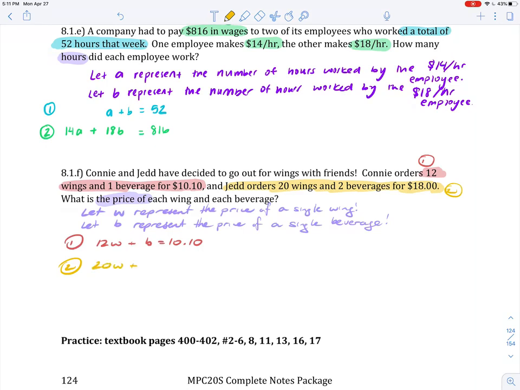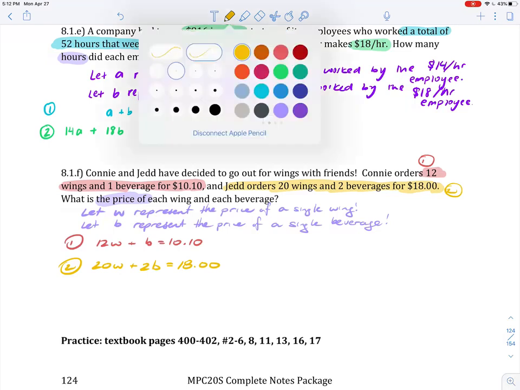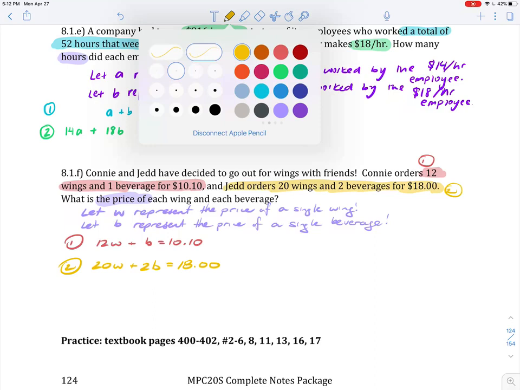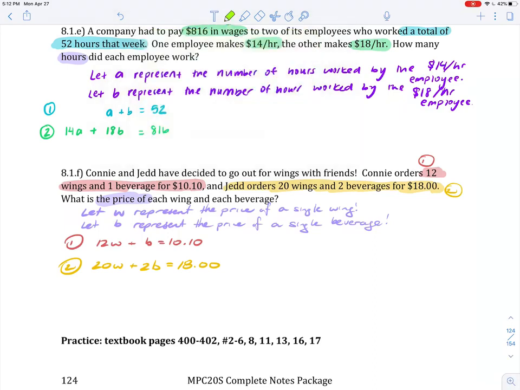That's a known fact. That's going to give us equation 2. And that one says, if you get 20 wings and 2 beverages, you're going to pay $18. I'm just going to leave it like that. This pleases me. That's all I needed to do. I just need to develop the equations. Well, that's these equations developed.